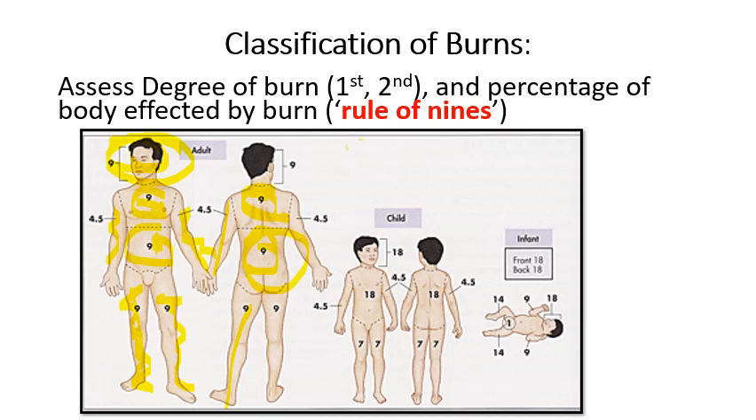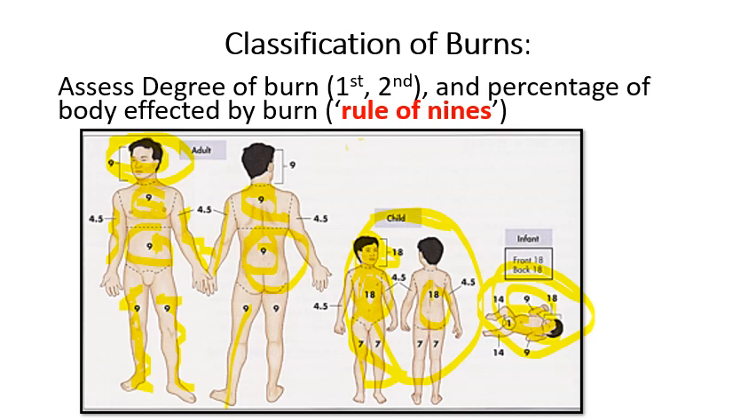The difference between an adult and a child is that the head takes up more of the total. Right? So the whole front part of the trunk takes up 18, which is the same. Each leg is a little bit less, but the head takes up 18 rather than 9. And then on a baby, the head takes up even more. So there's a difference between applying the rule of nines to an adult versus a child versus a baby. Okay, so I would never ask you on a test about a child or a baby in this case, but you should try and memorize the rule of nines.